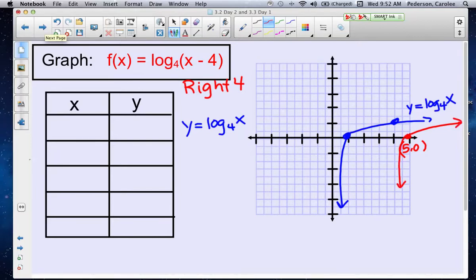And now my asymptote has changed places. Where is now the asymptote at? X equals 4. So that's how transformations help us.